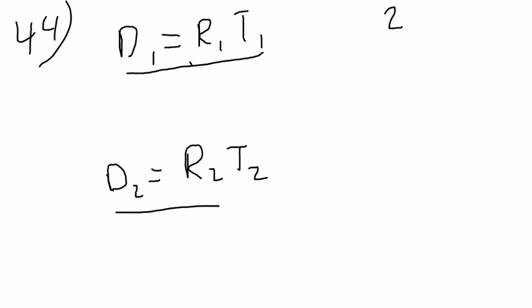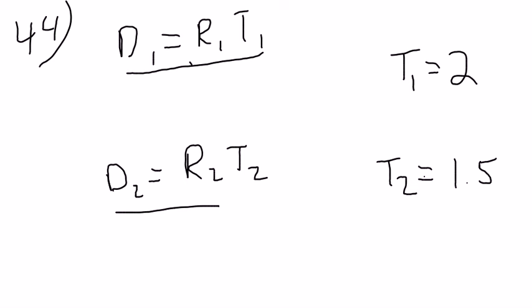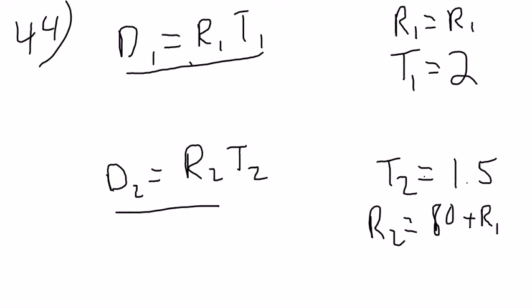All right, while reading through the problem, I know that T1 is going to be flying for 2 hours. T2 is going to be flying for a half hour less than that. So 1.5. R1, we don't know what R1 is. Okay? So R1 is just going to equal R1, but R2 is going to be 80 plus R1.